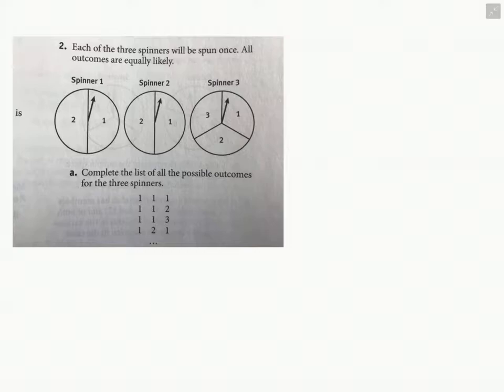So they've stopped off at 1, 2, 1. So let's say 1 on the first spinner, 2 on the second spinner, 2 on the third spinner, 1 on the first spinner, 2 on the second spinner, and 3 on the third spinner. And now we've got to go to 2 on the first spinner, 1 on the second, 1 on the third, 2 on the first, 2 on the second, 1 on the third, and then let's see, 2.